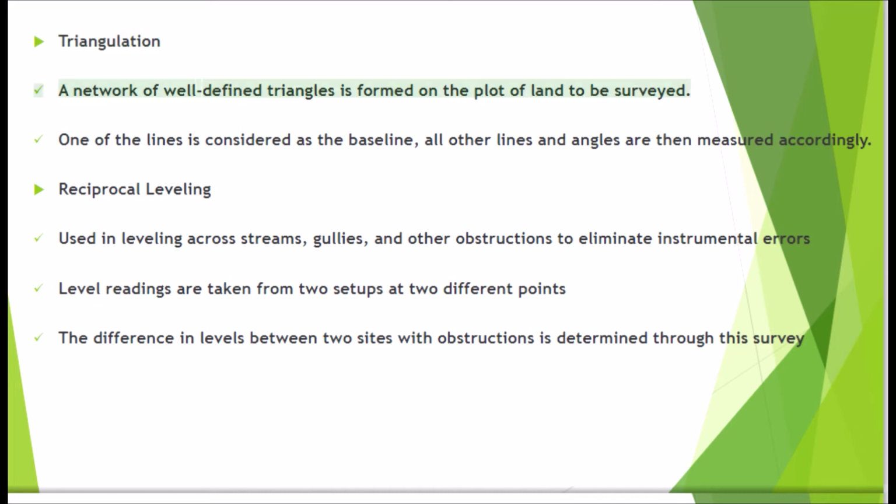Triangulation. A network of well-defined triangles is formed on the plot of land to be surveyed. One of the lines is considered as the baseline, all other lines and angles are then measured accordingly. Reciprocal leveling. Used in leveling across streams, gullies, and other obstructions to eliminate instrumental errors. Level readings are taken from two setups at two different points. The difference in levels between two sites with obstructions is determined through this survey.